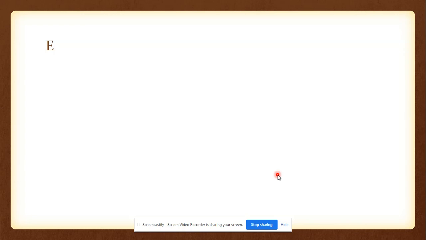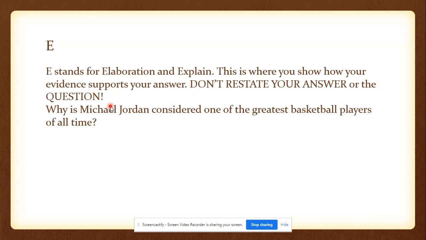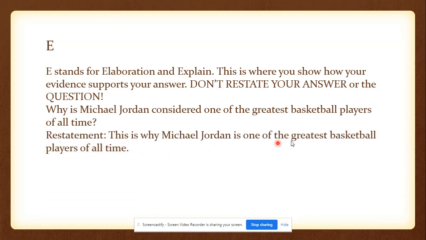So the E, now this is going to be the hardest part, but it's not hard. The E stands for elaboration and explain. This is where you're going to show me how your evidence supports your answer. Key thing here, guys, don't restate your answer or the question. Okay, that third sentence isn't for a restatement. Don't do this. This is why Michael Jordan is one of the greatest basketball players of all time. That's what we don't want to do, because all this is doing is restating our question and our answer. It doesn't tell me anything to elaborate on that evidence that I just provided.